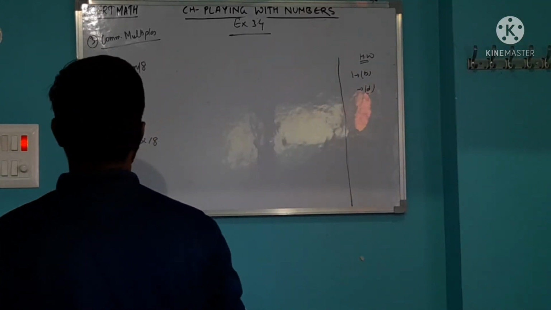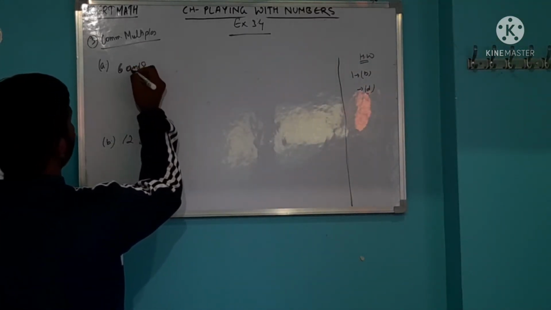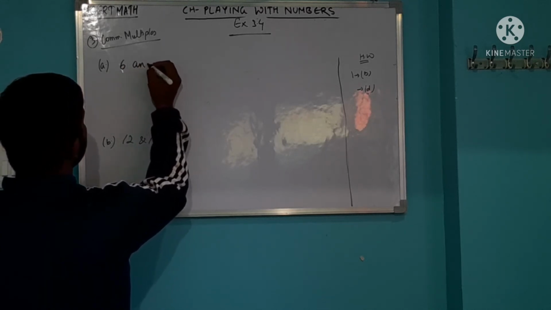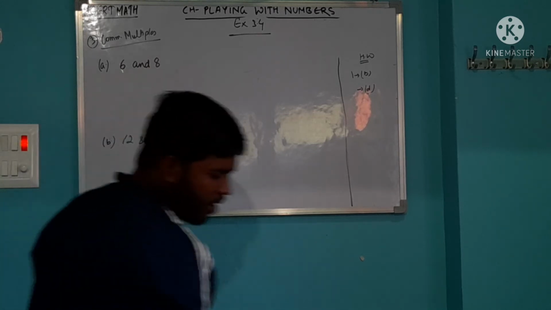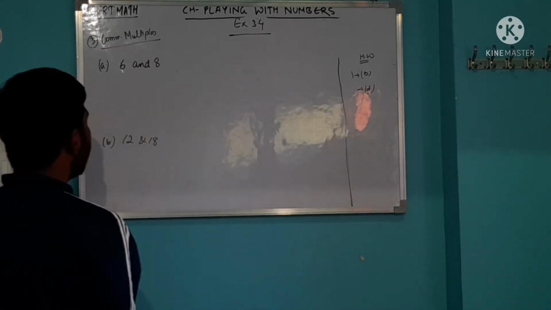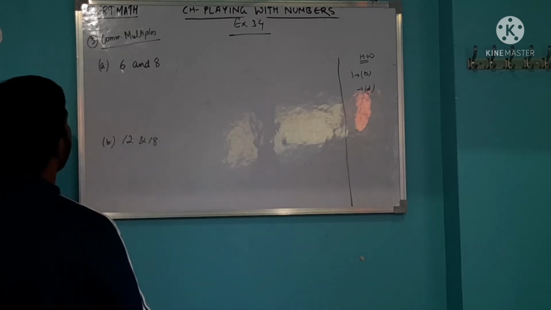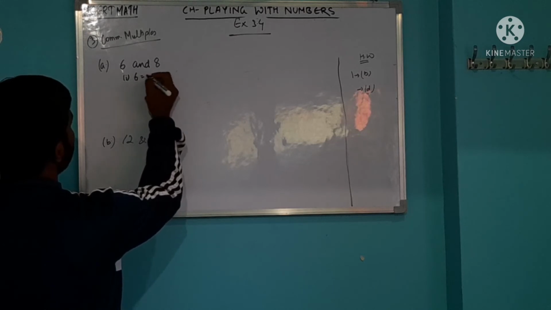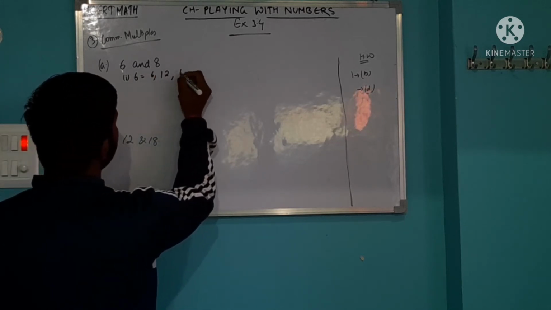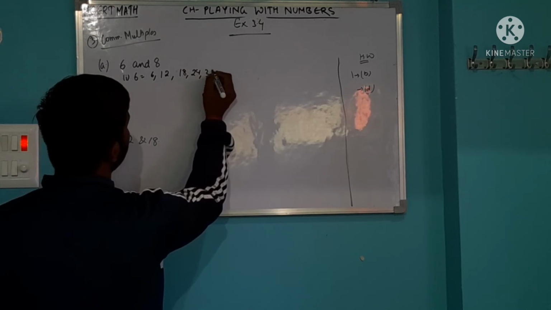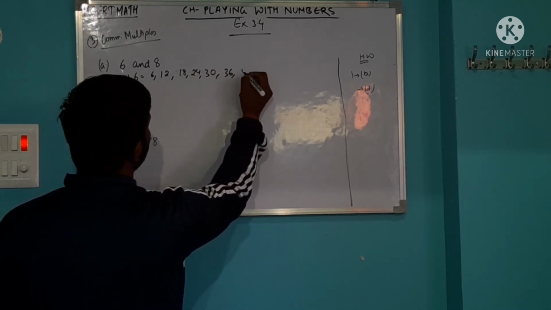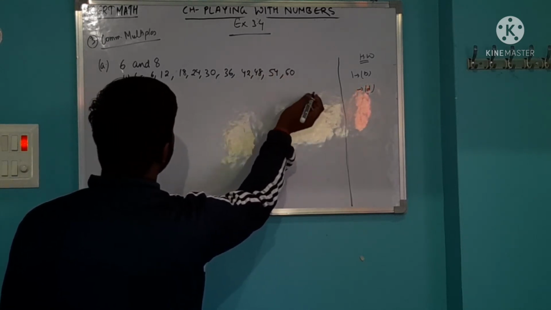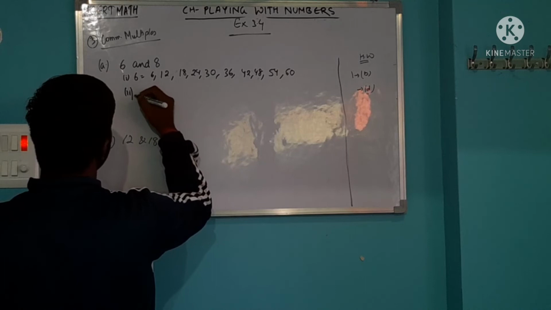In the third question we need to find the common multiples of these two parts. Here we have 6 and 8 in our first part, and in part B we have 12 and 18. So firstly we write the first term's multiples, which will be 6, 12, 18, 24, 30, 36, 42, 48, 54. Try to write 10 multiples of the given number.